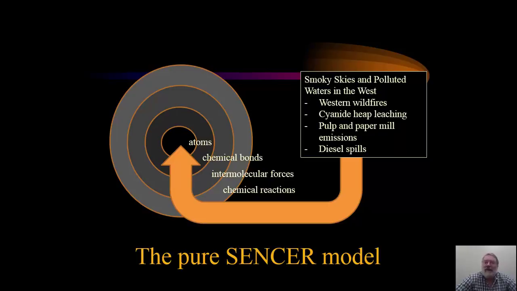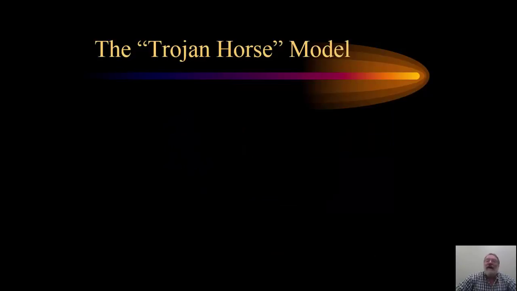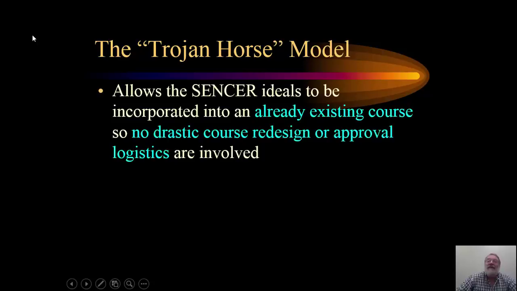And so by the time we delved into the issues listed under smoky skies and polluted waters, we would have covered the traditional topics that are in that introductory chemistry course, but we would have done it from the outside in. So I call my model the Trojan Horse model, because the course title is the same, the textbook is the same, it looks like it's the same course, it gets led into any acceptable sequence of courses that are required for a major, but it's got a hidden something inside it.